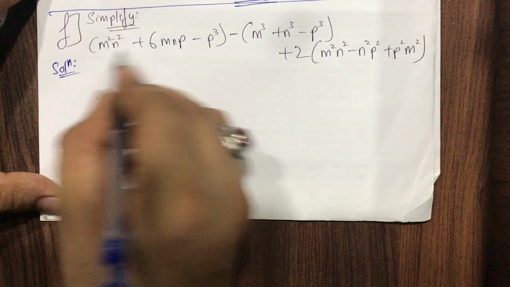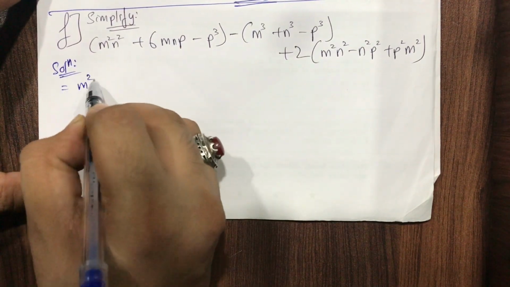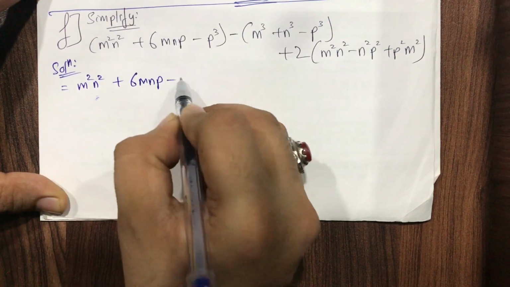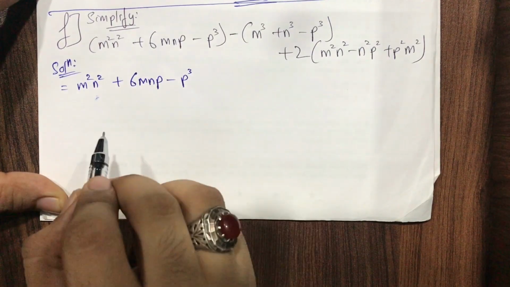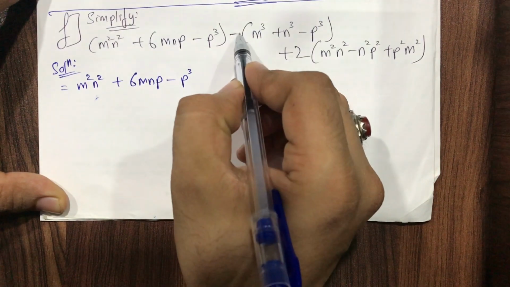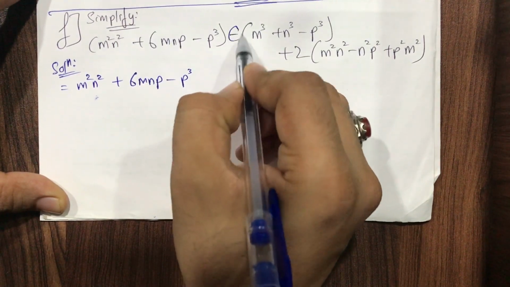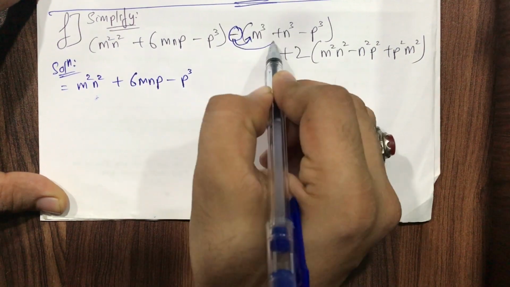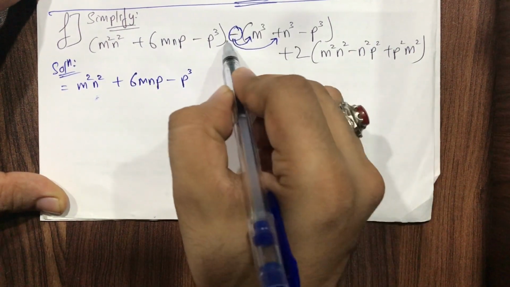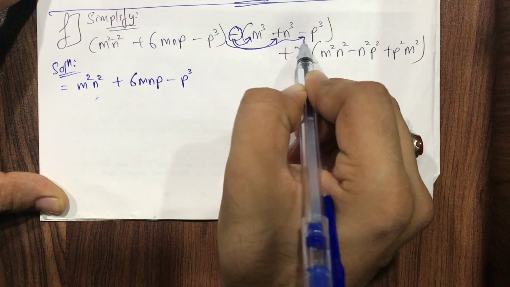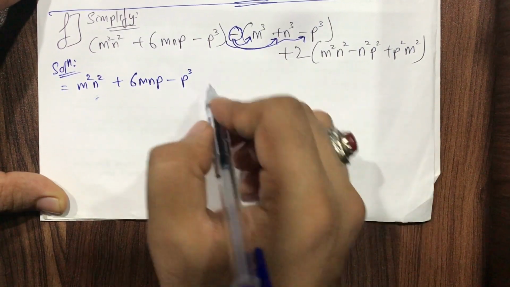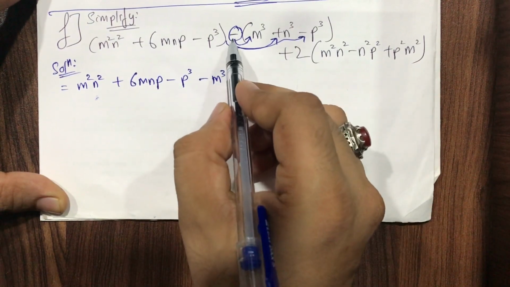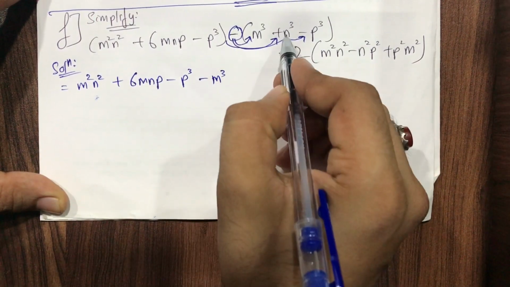Solution. First I'll write this bracket is equal to m square n square plus 6mnp minus p cube. I'll write it as it is. Now pay attention, it's minus, it's like minus 1. So it's minus and a bracket, it means it's multiplied. So minus will be multiplied to m cube, multiplied to plus n cube, and also multiplied to minus p cube. So minus m cube. It will become minus m cube. Minus 1 multiplied by plus n cube.